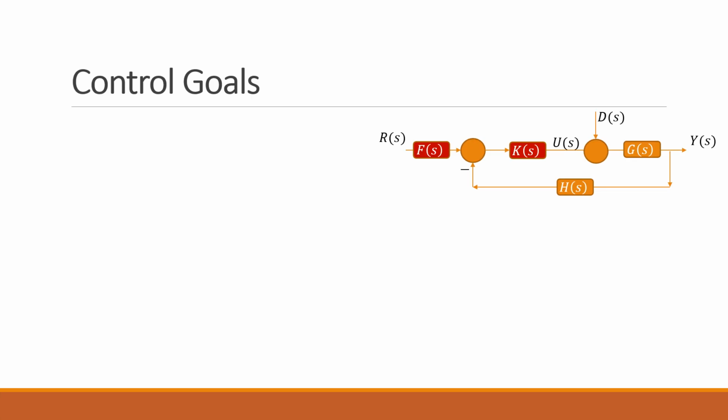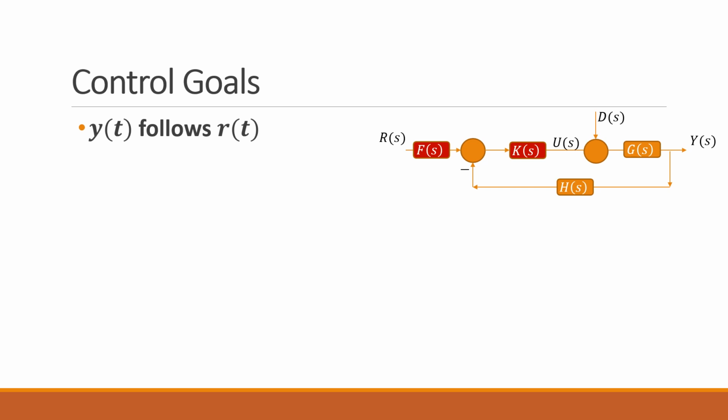Here is a typical feedback block diagram. We are given a plant G and sensor H. We're given the reference command R, the disturbance D comes uninvited, and we get the output Y. The main aim of the control system is that given the plant G of S and sensor H of S, you must design the controller K of S and if needed the prefilter F of S so that output Y as a function of time follows the reference command R as a function of time.